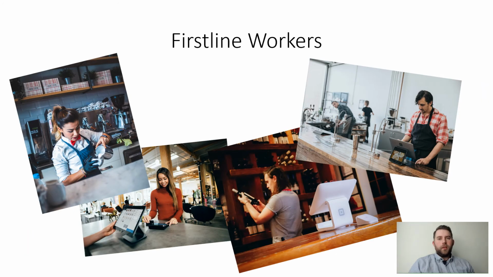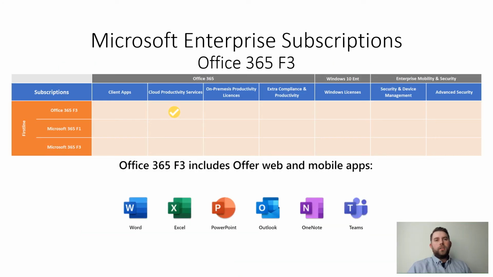Now we're on to the Firstline worker subscriptions, and these are intended for people who only occasionally use their computer as part of their job. As a result, they're a lot cheaper than the enterprise equivalents, but also a lot more limited. A user with the F3 license can access the same sort of services as a user with an Office 365 E1 license, but they can only use the web apps.